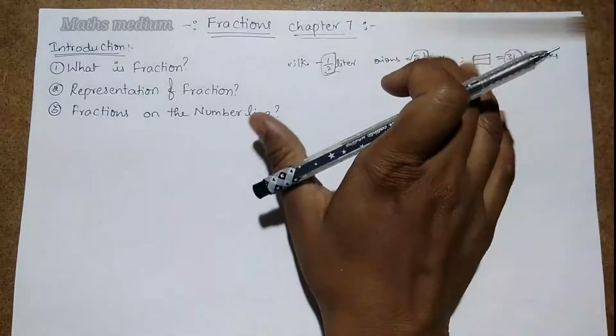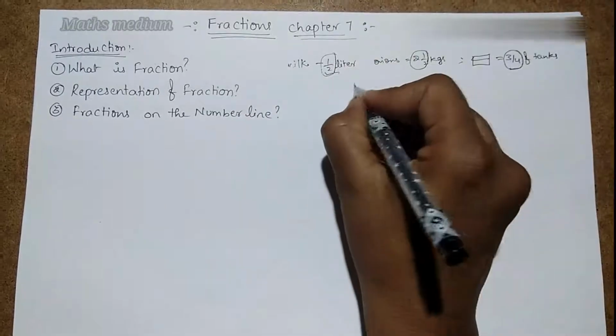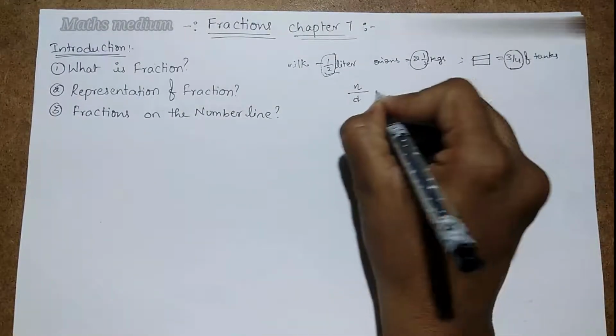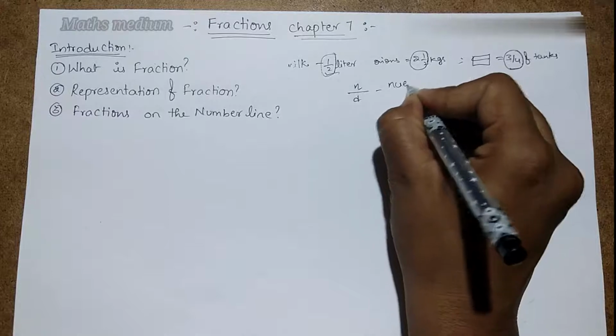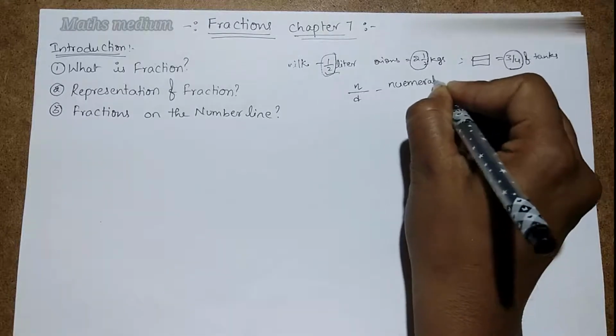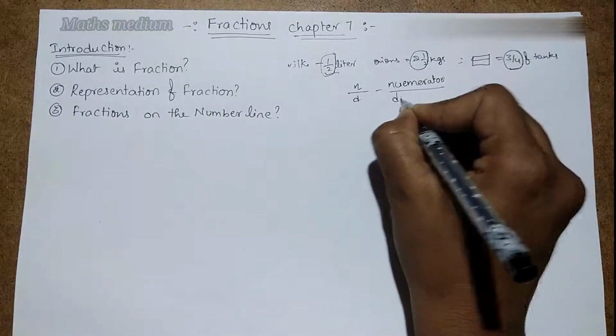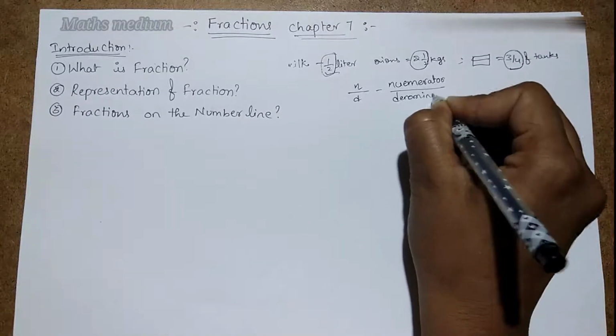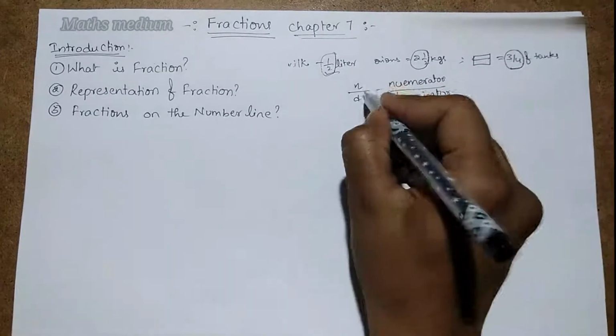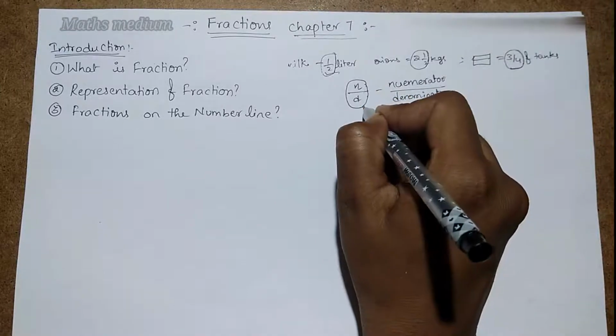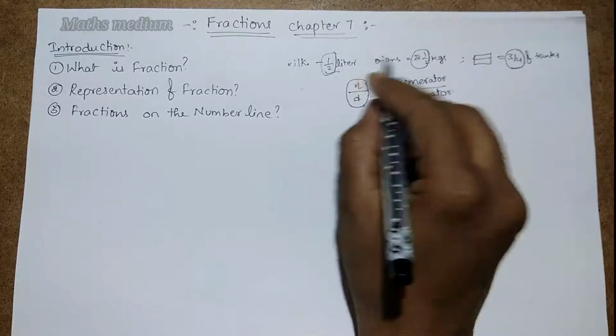So a fraction is nothing but it is in the form of numerator by denominator. Here it is numerator by denominator. So in terms of numerator and denominator, it is said to be a fraction.